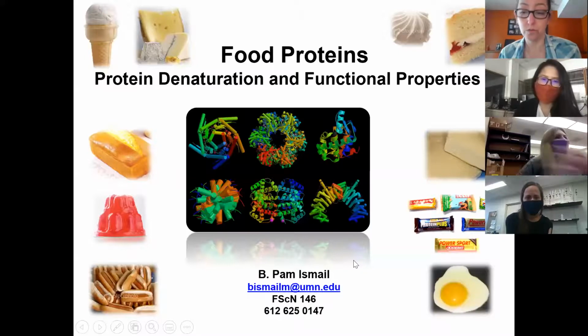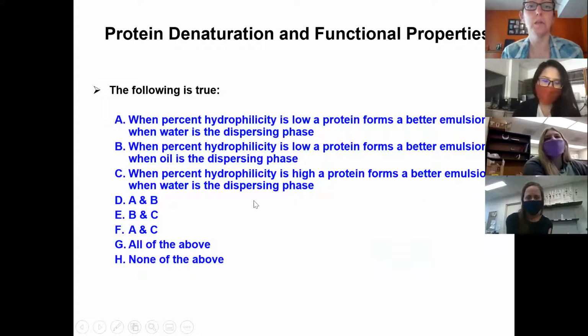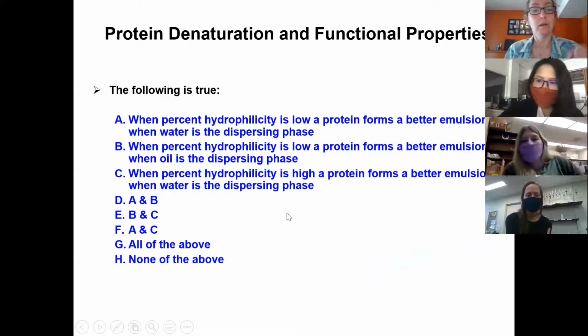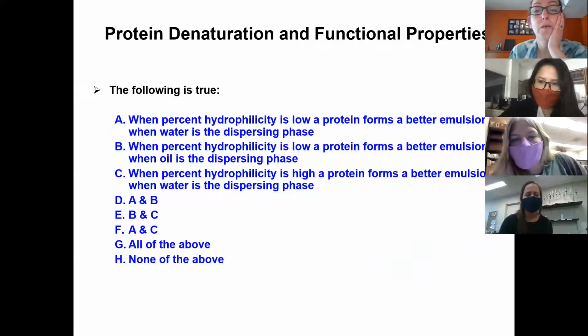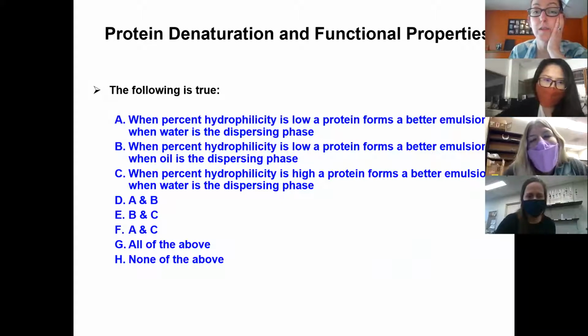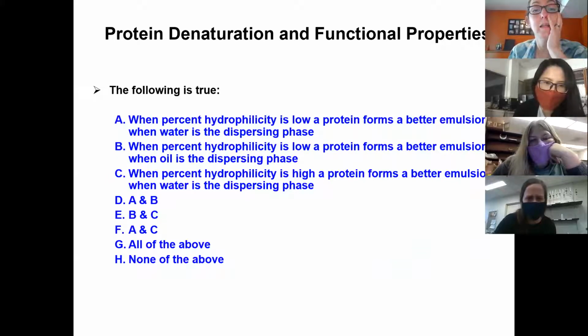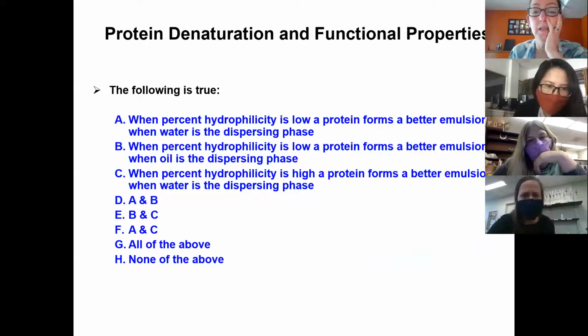Okay, so let's see here which one of these you think is true. When percent hydrophilicity is low, a protein forms a better emulsion when water is the dispersing phase. When percent hydrophilicity is low, a protein forms a better emulsion when oil is the dispersing phase. When percent hydrophilicity is high, a protein forms a better emulsion when water is the dispersing phase.